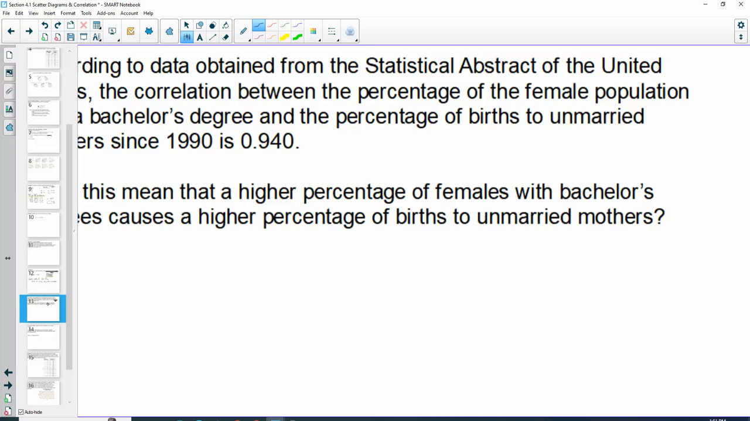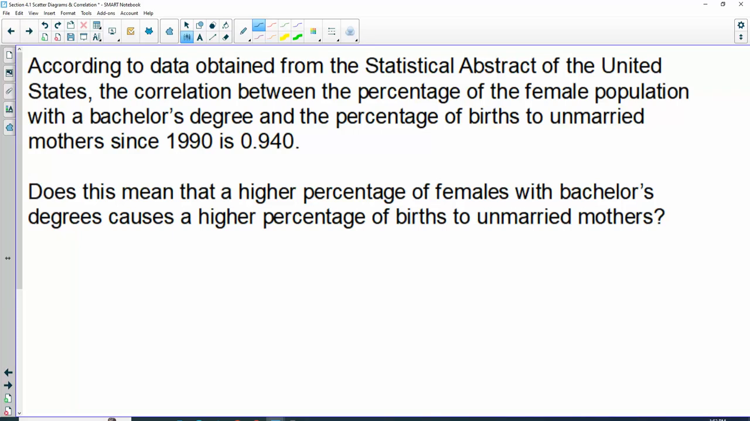All right, so last couple things I want to look at. This one is just giving us a scenario. According to data obtained from the Statistical Abstract of the United States, the correlation between the percentage of the female population with a bachelor's degree and the percentage of births to unmarried mothers since 1990 is 0.940. Does this mean that a higher percentage of females with a bachelor's degree causes a higher percentage of births to unmarried mothers? No. Why? They're just related.